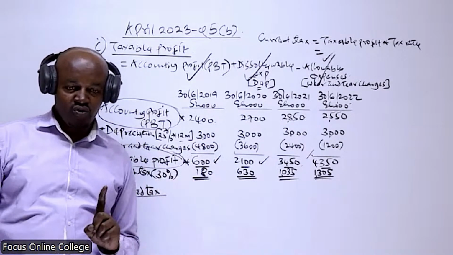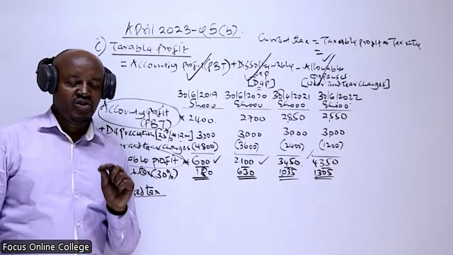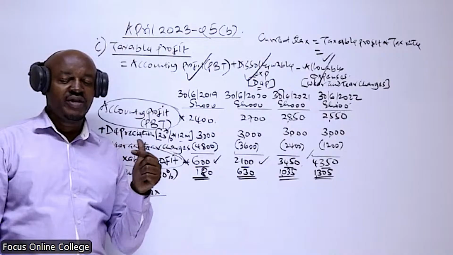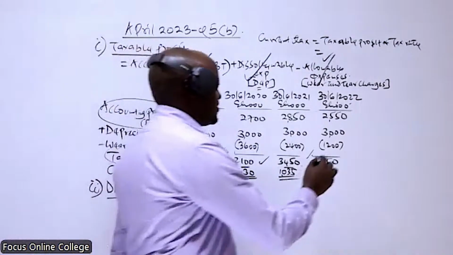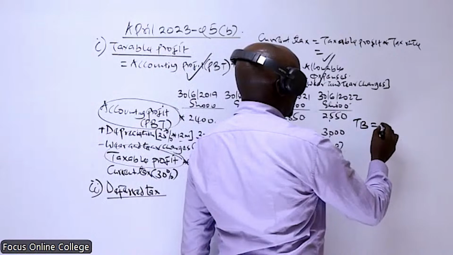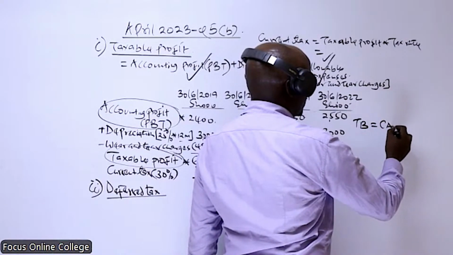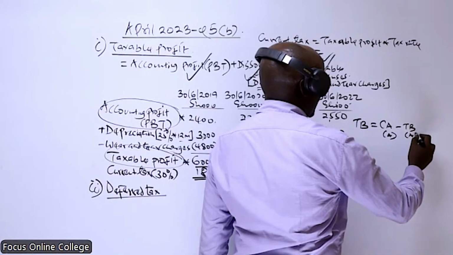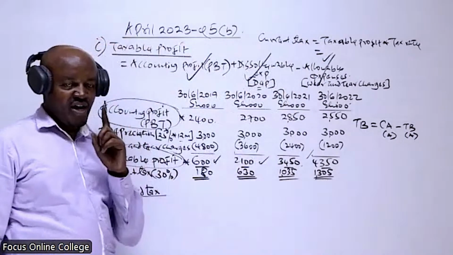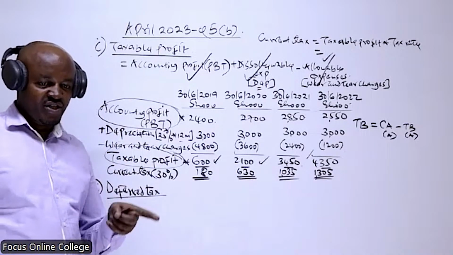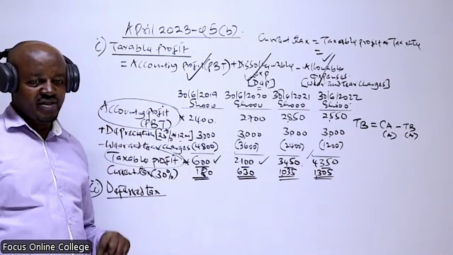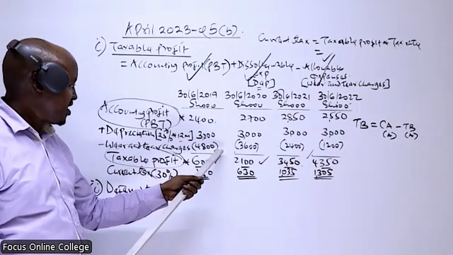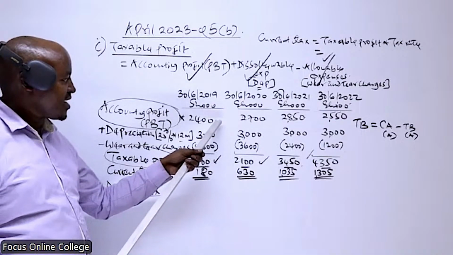Number two, we can compute this deferred tax using the balance sheet approach. In the balance sheet approach, we compute the deferred tax using something called the temporary difference. This is the difference between the carrying amount of an asset and the tax base of an asset. And remember, in this case, we have an asset here, which is being depreciated for accounting purposes, and for taxation purposes, the asset qualifies for wear and tear charges. And actually, this depreciation and the wear and tear charges are the ones making the accounting profit and taxable profit to be different.